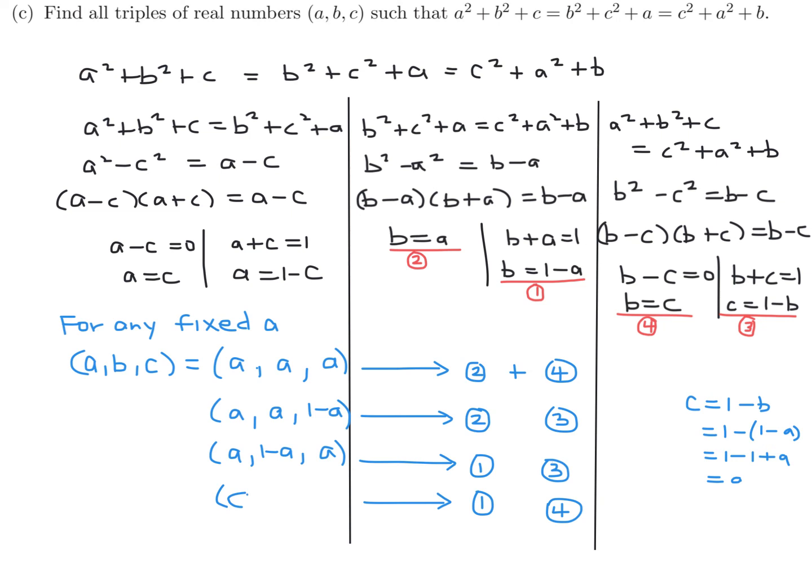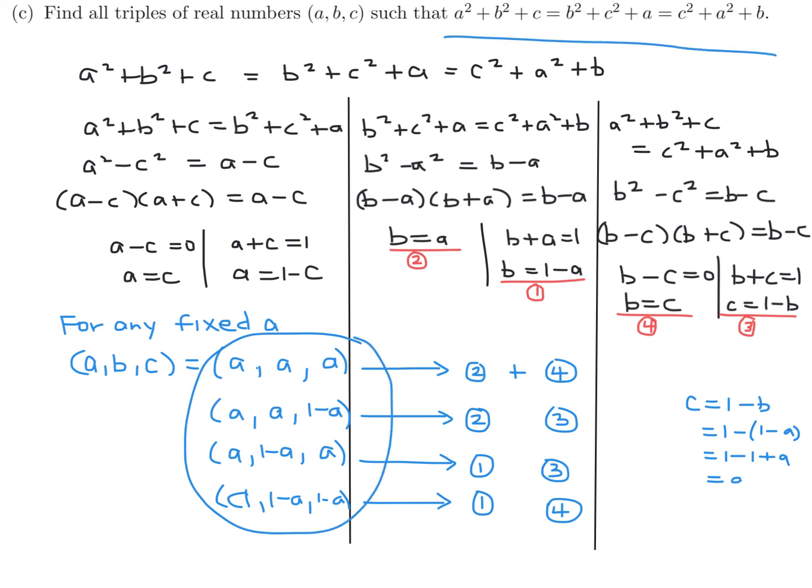a is fixed. 1 is this guy right here, that b is equal to 1 minus a, so this is 1 minus a. And then now we do 4. 4 just says that b is equal to c, so c is equal to whatever I put for b, so that's 1 minus a. So there we go. We got a, 1 minus a, and 1 minus a for 1 and 4. So these are the triples that satisfy these equations for any fixed a.